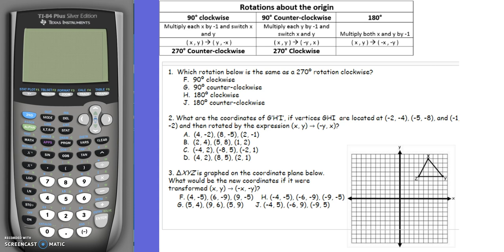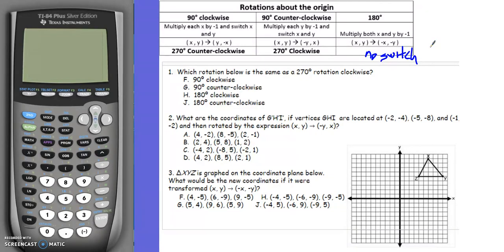Okay, so if you're doing a 90 degrees clockwise, you're going to switch the y and the x. You're going to switch it and you're going to have a -x. The same for 270 degrees counterclockwise. 90-degree counterclockwise, you're going to switch them and you're going to have a -y. 180 degrees, you do not switch. No switch. And you're just going to have a -x and a -y.